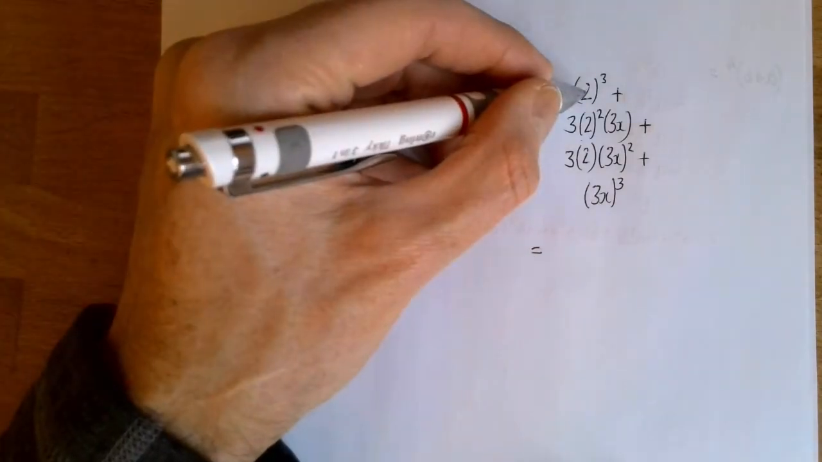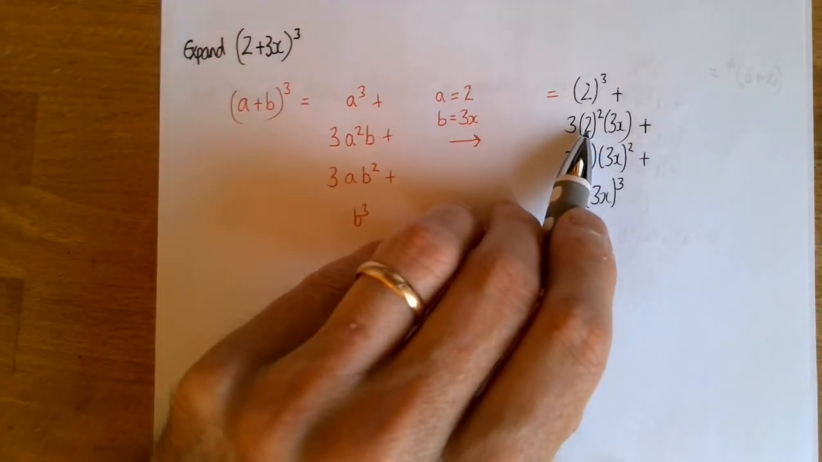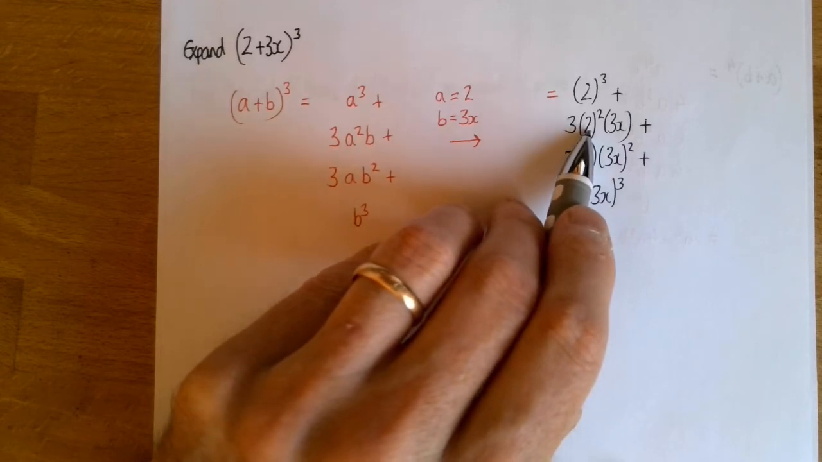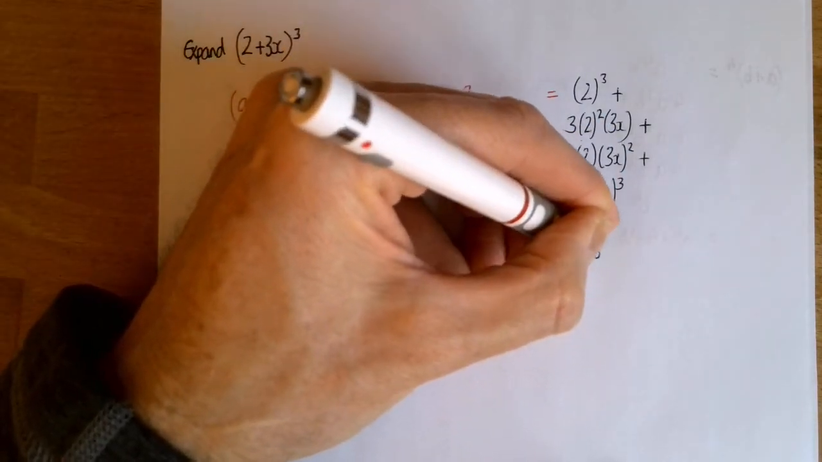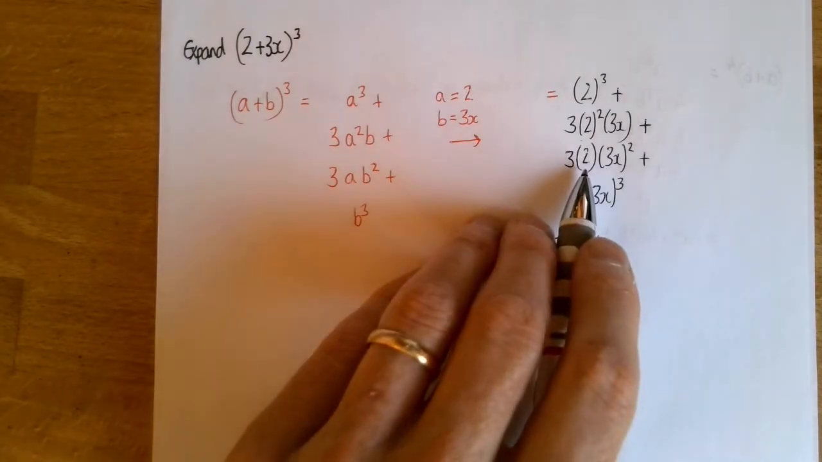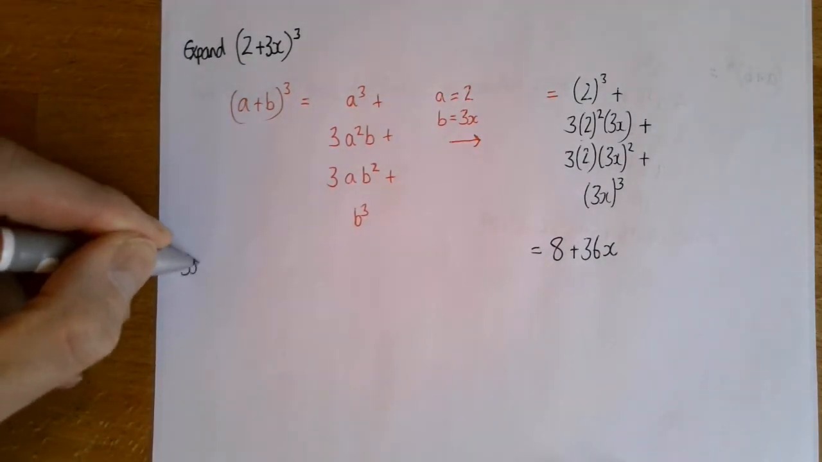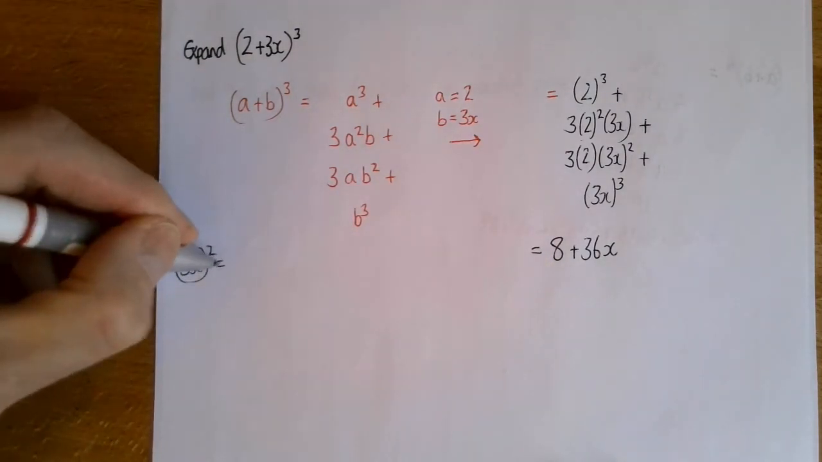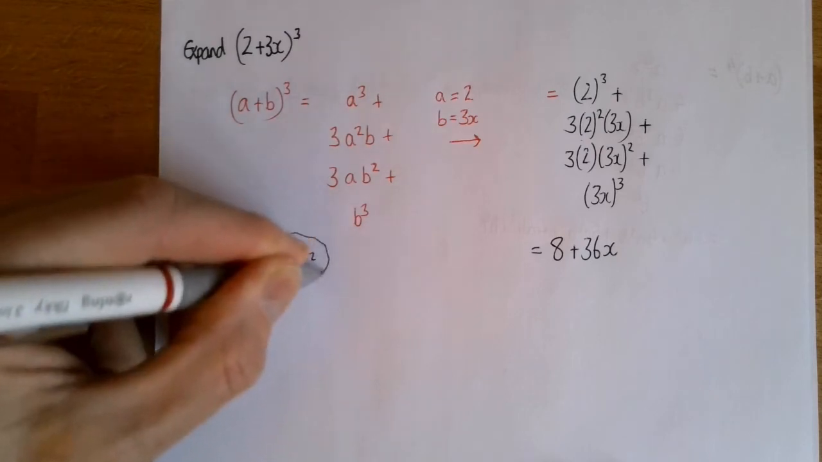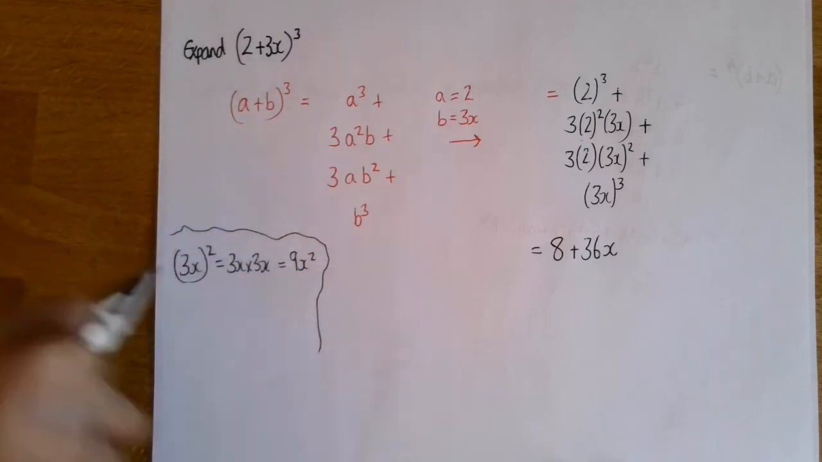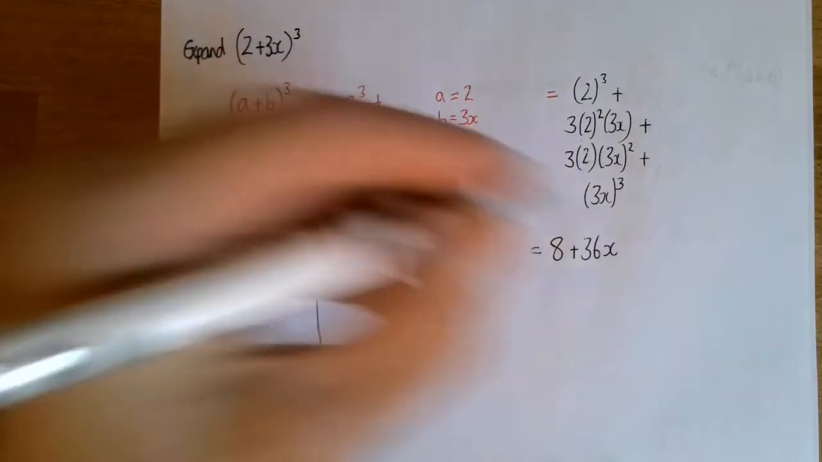So 2 cubed, okay, I can do that in my head, that's 8. So here I've got 3 times 4, 2 squared is 4, 3 times 4 times 3x. So 3 times 4 is 12, so that's 36x. Here I've got 3 times 2, that's 6. Now 3x squared, I'm going to make a little note down here. Don't forget that is 3x times 3x. So that's 9x squared. Really important that you get that bit right. Okay, so going back here, I've got 3 times 2, which is 6, times 9x squared, so that's 54x squared.